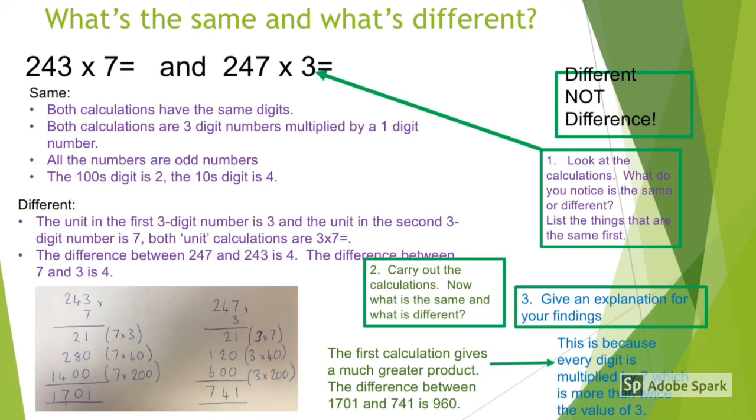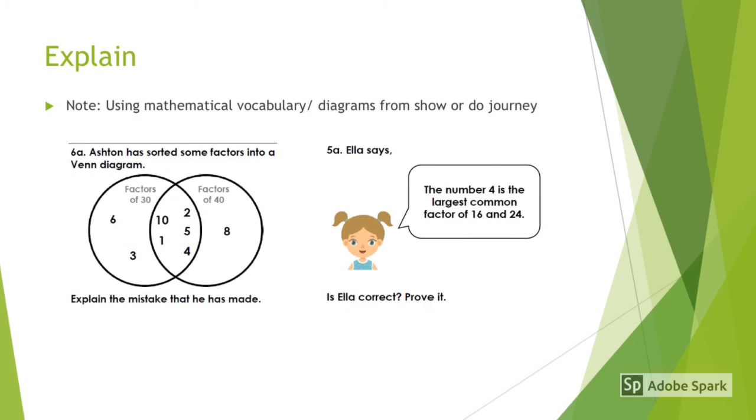So the children learn using mathematical language how to explain this, and they also have to show by writing out the calculation or drawing a diagram if that's appropriate to show their understanding of the problem. We then move on to explain, where the children once again have to use their mathematical vocabulary, but they also use other parts of their mathematical knowledge.